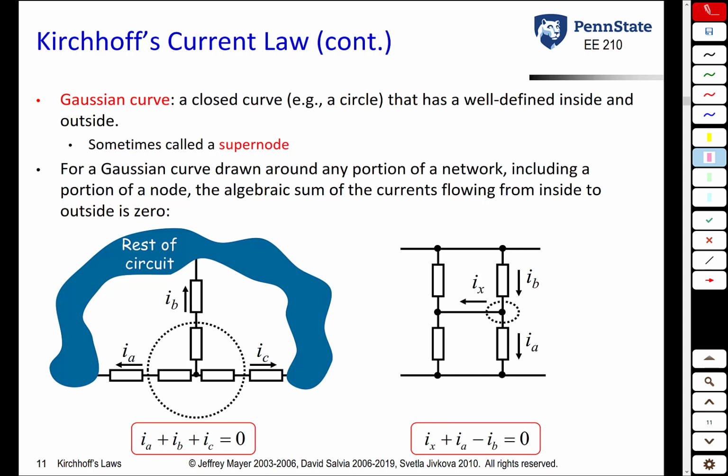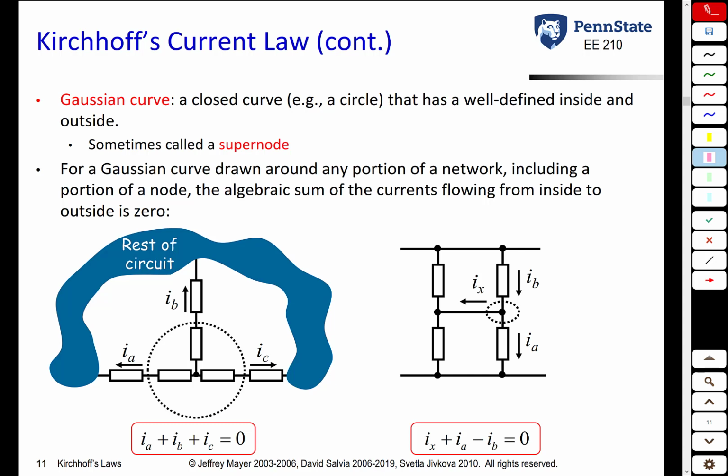Kirchhoff's current law says that if you can draw any circle anywhere in the circuit, which, by the way, is called a Gaussian curve, also called a supernode, we'll see later on. If you can draw this circle anywhere in the circuit, the algebraic sum of the currents flowing out of that circle is going to be 0.